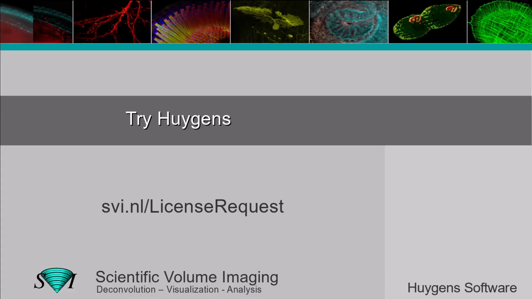So at the end, I invite you to try Huygens yourself. Think about lowering the signal when you're acquiring the image. Keep the sampling as is, so according to our standard. Deconvolve and then see what you get. So judge the image after deconvolution.